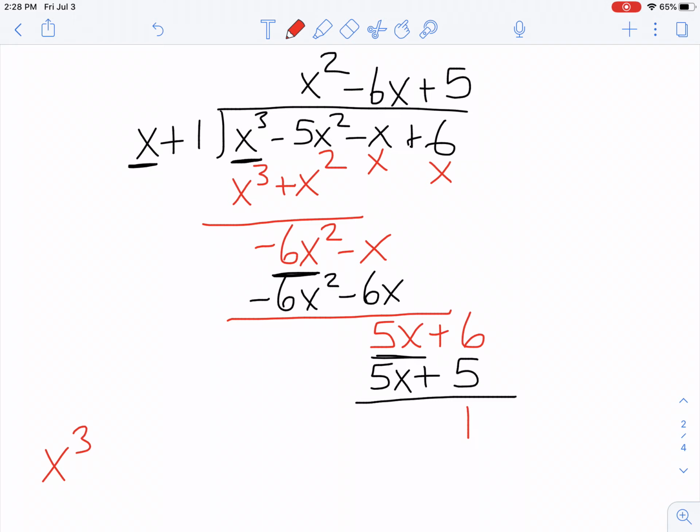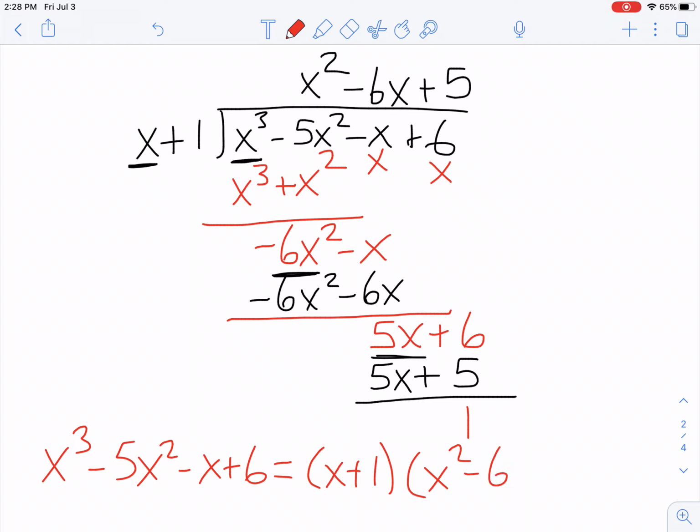x cubed minus 5x squared minus x plus 6 as our dividend. That equals the divisor x plus 1 times the quotient x squared minus 6x plus 5 and plus 1 as our remainder. So it does not go in evenly, and that's going to be useful when we start to talk about the factor theorem as well.